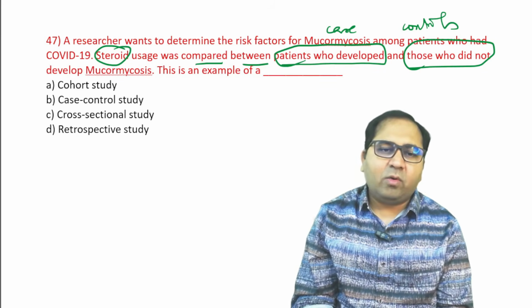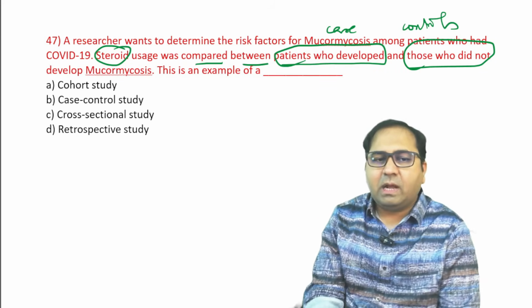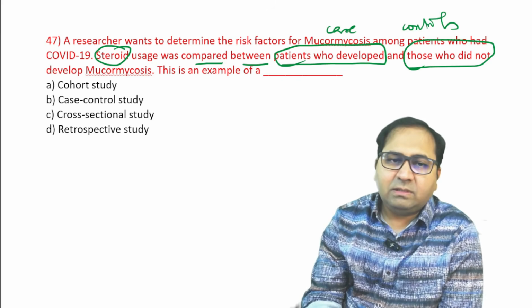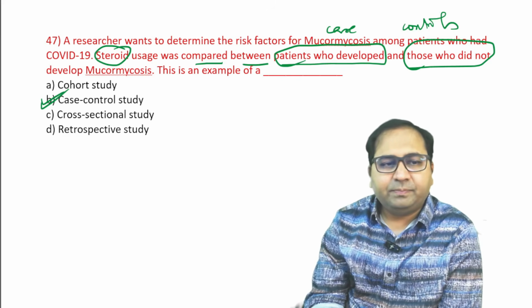Options are A, cohort study, B, case control study, C, cross-sectional study, and D, retrospective study. We know that this is a case control study. The answer is very clear.